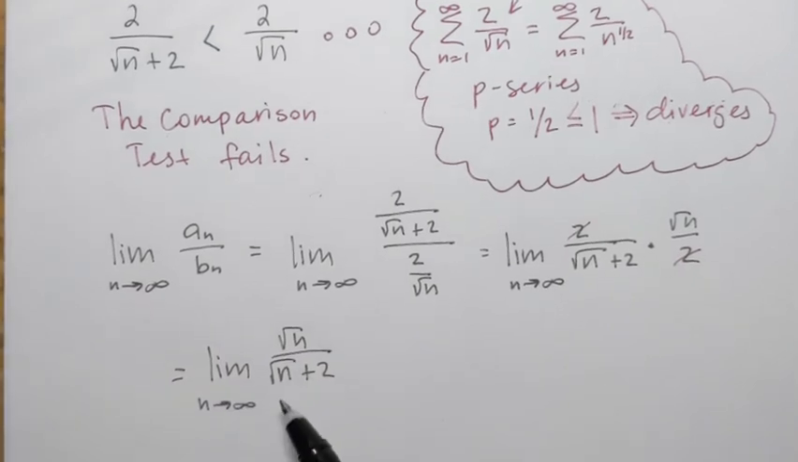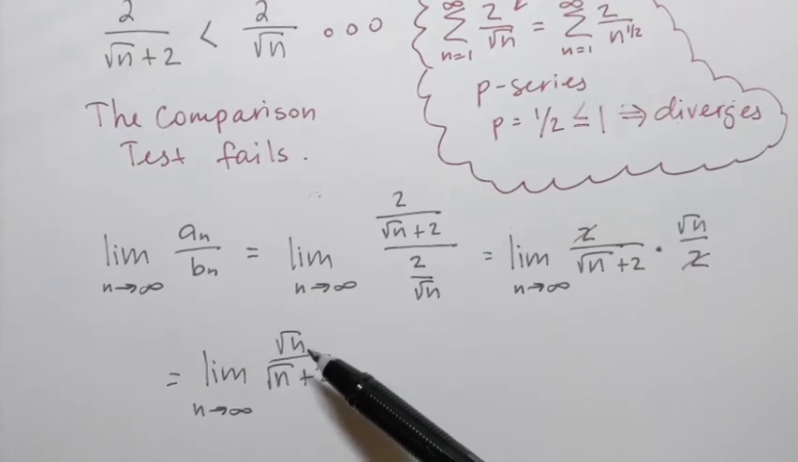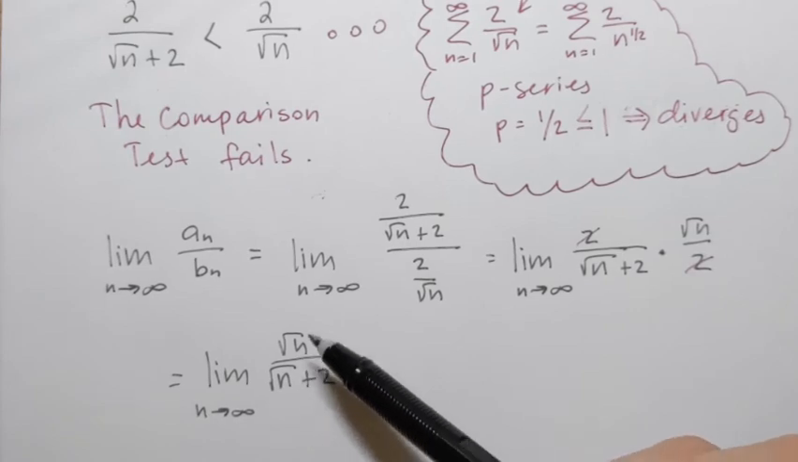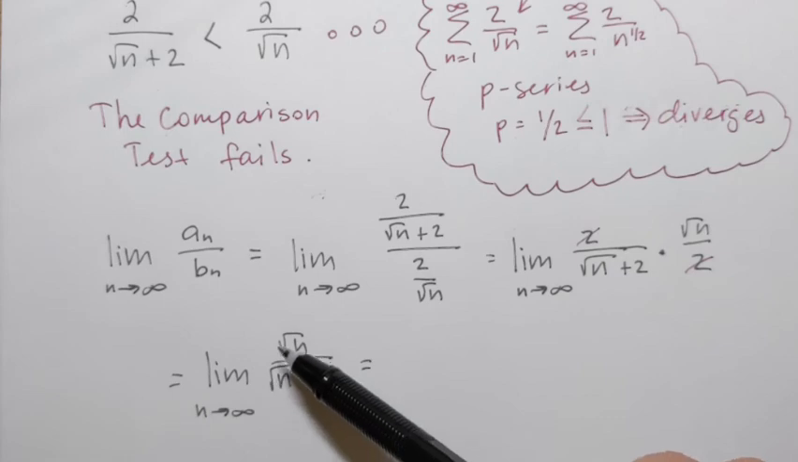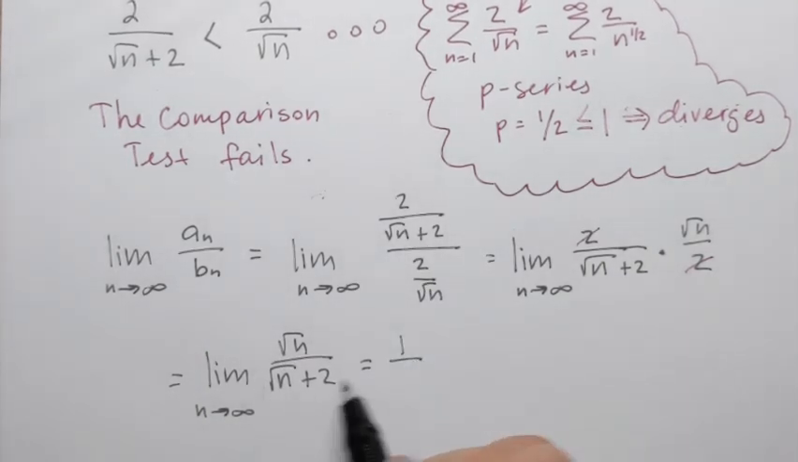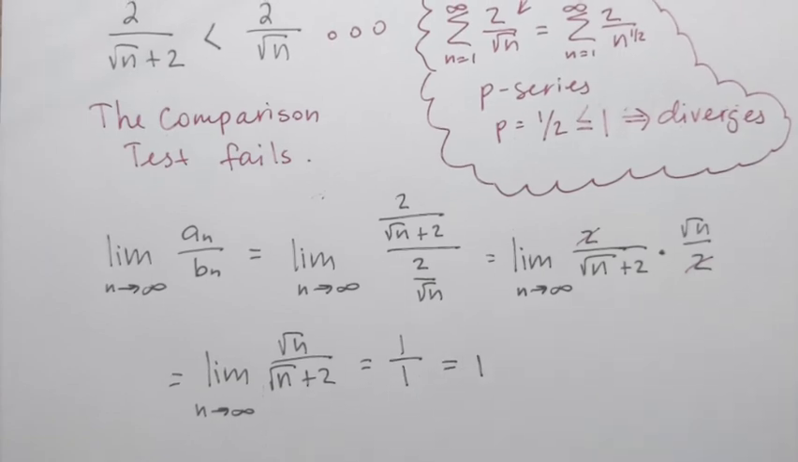And now what we have here is an expression with the same degree in the numerator as in the denominator. That's the case where we can use a shortcut, and the limit will be equal to the quotient of the leading coefficients. The leading coefficient of the numerator is 1. The leading coefficient of the denominator is also 1. So it's 1 over 1 equals 1.